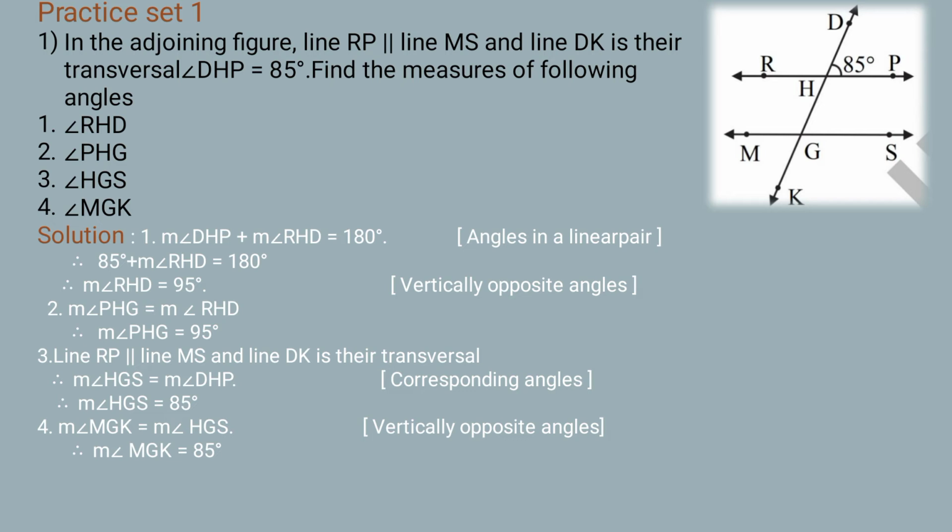Therefore, measure angle HGS is equal to 85 degrees. Fourth, measure angle MGK is equal to measure angle HGS by vertically opposite angles. Therefore, measure angle MGK is equal to 85 degrees.